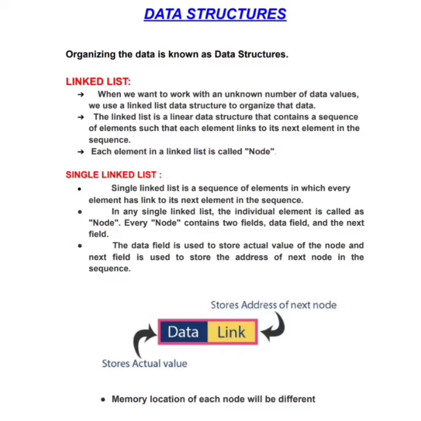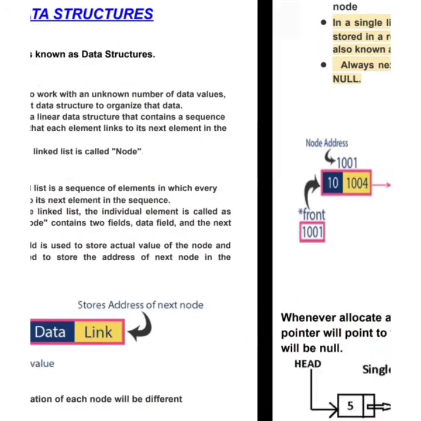See in this picture, there are two fields, that is a data field and the link field. The data field stores the actual value, that is the data. We can store one data or any number of datas. Then in link it will store the address of the next node. The memory location of each node will be different, whereas in an array it is stored in contiguous memory location, so it will be in sequence, but in a linked list the memory location of each node will be different.